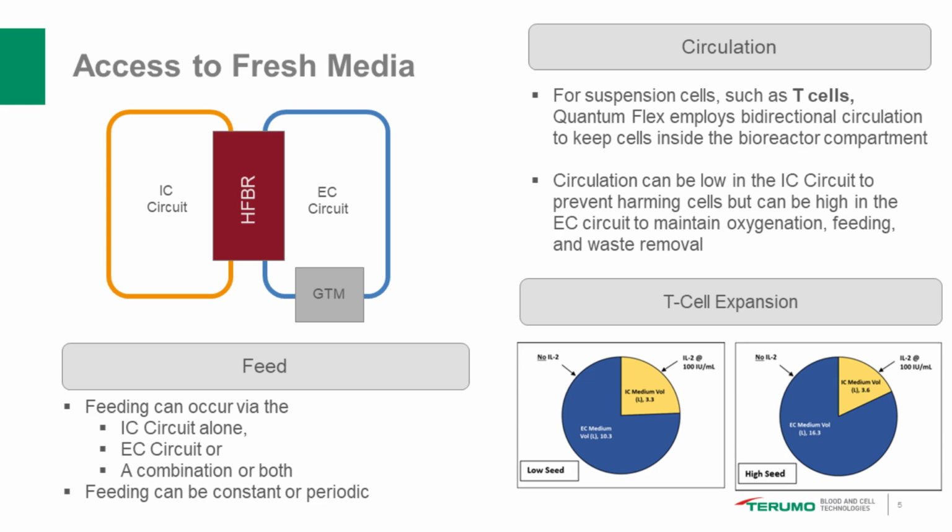Circulation can be low in the IC circuit in order to prevent harming cells, but you can utilize the EC circuit to maintain oxygenation, feeding, and waste removal. As alluded to, you can use those 2 different types of media, right? So your media with cytokines you would use on the IC circuit where your cell lives, and a base media you could employ on the EC circuit. And if you look on the bottom right there, you'll be able to see that you would use a minimum amount of media containing cytokines, whereas the rest of the media would just be your base media.